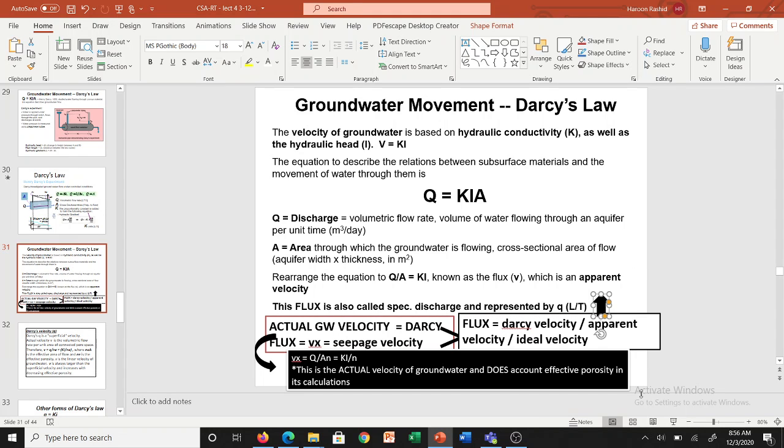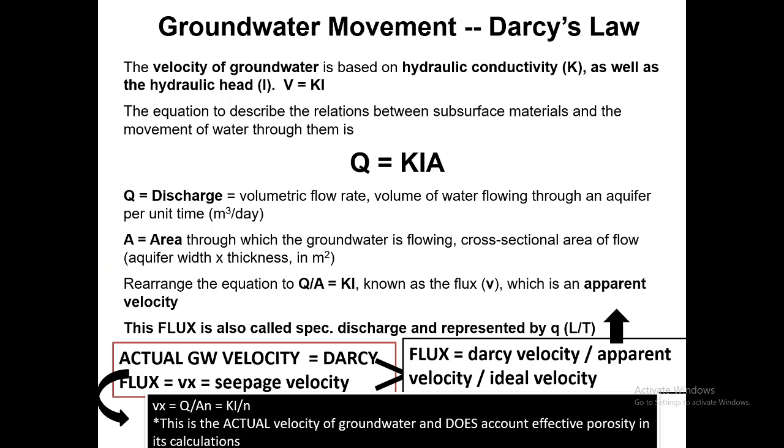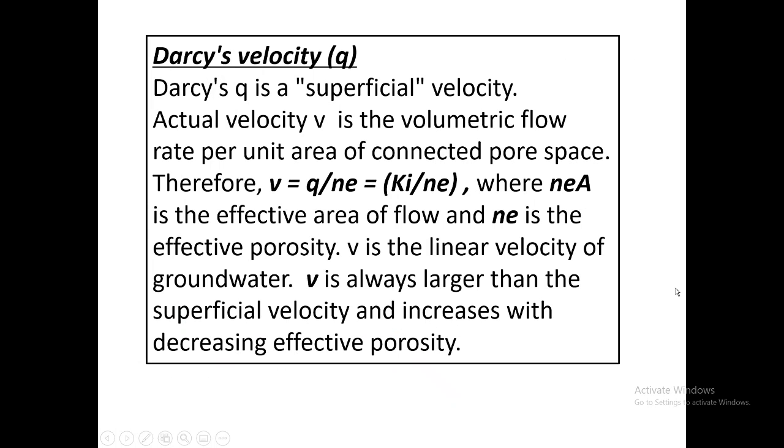So this was something about the Darcy law, and especially the difference between the Darcy flux and the Darcy velocity. Darcy velocity is a superficial velocity. Actual velocity V is the volumetric flow rate per unit area of connected pore space. Therefore, V is equal to small q over Ne.